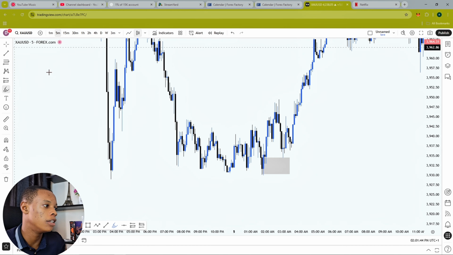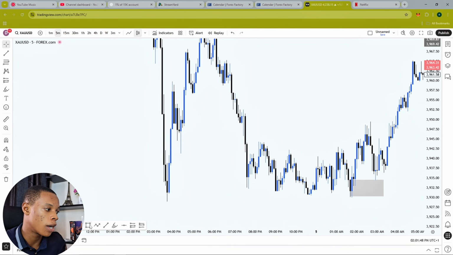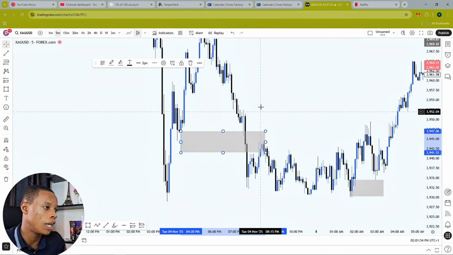Overall, in a case where there's a long wick, in this case this is a long wick right here, I'm going to mark out from the beginning of the wick to the end of the wick. So this is what we call an order block. This is where I'll be taking my trade from.